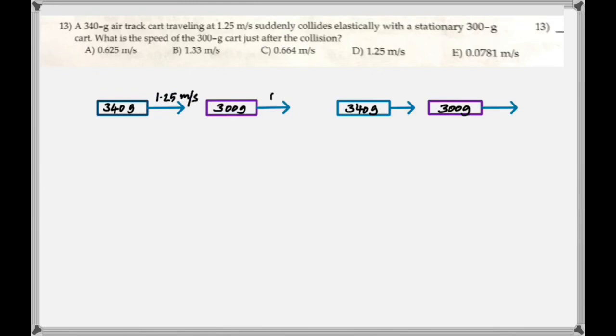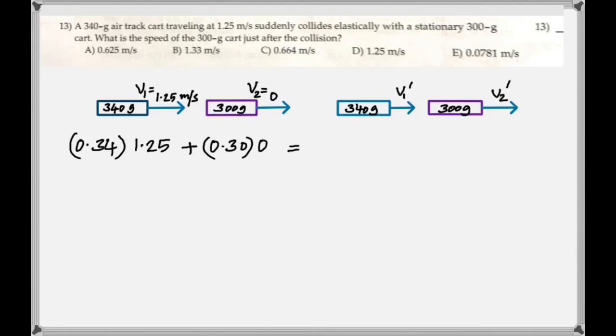First one is 1.25, second one is at rest. And we do not know their final velocities after collision. So applying conservation of momentum, mass is in kilograms, that's why it's 0.34, mass times velocity, and this one is of course 0, is equal to the same thing, 0.34 times v1 prime plus 0.30 times v2 prime, because momentum is conserved, or momentum is constant.